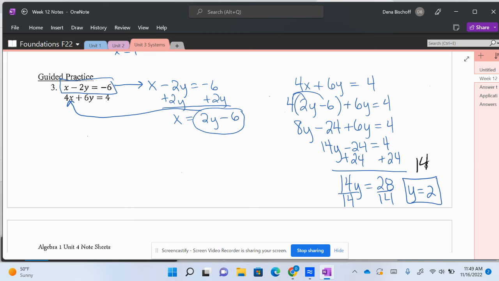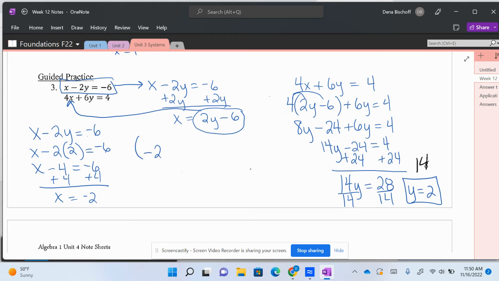So what do I do with that? Plug it back into the first equation. X minus 2y equals negative 6. But instead of the y, I'm doing x minus 2 times 2 equals negative 6. Let's see. Negative 2 times 2 is negative 4 equals negative 6. What do I want to do with that x minus 4? How do I get rid of that x minus 4? Yeah, add that 4 on both sides. So x equals negative 2. So my solution is negative 2, positive 2.